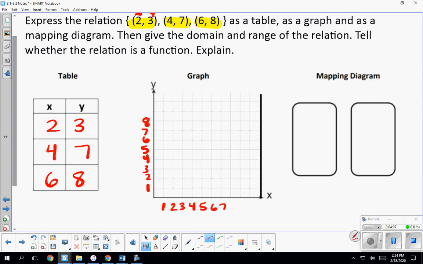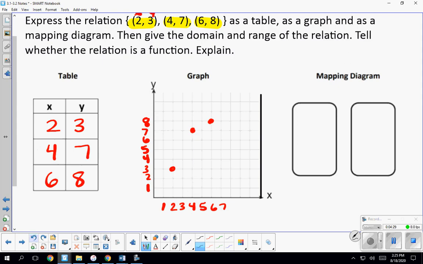So we have 2, 3, 4, 7, and 6, 8. Just make sure that you're paying attention. Every dot should have, like this guy has an x coordinate of 4 and a y coordinate of 7. Thus, 4, 7. Okay? And then finally, we can do a mapping diagram.